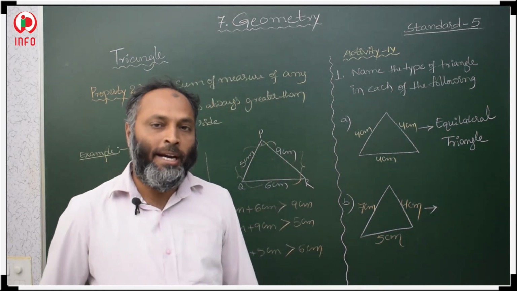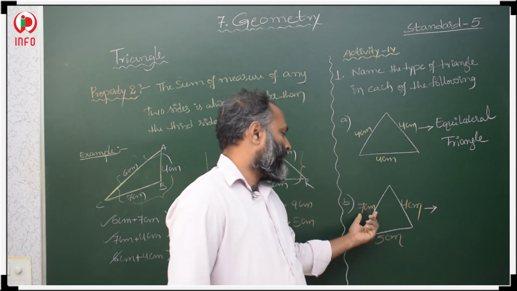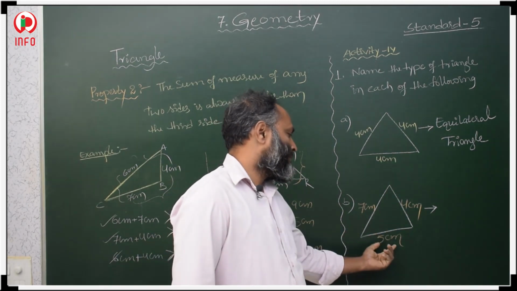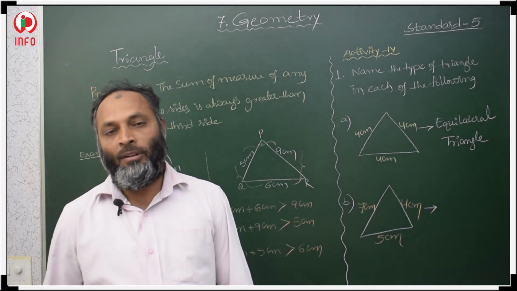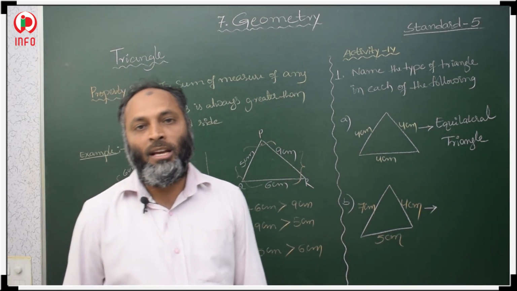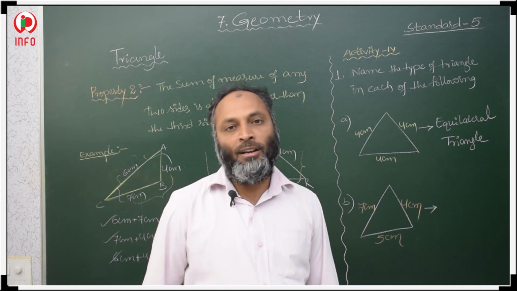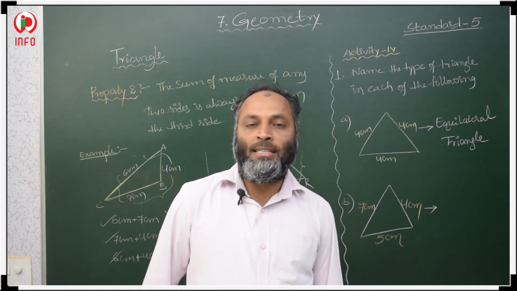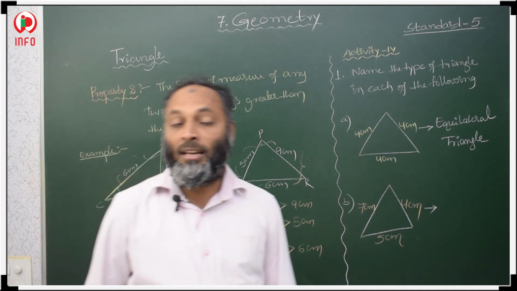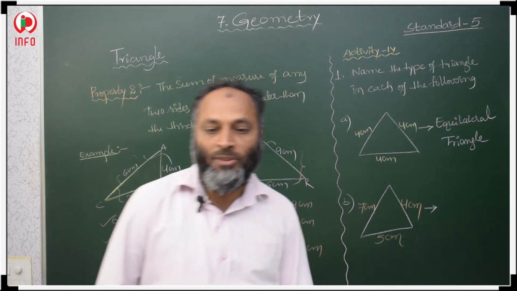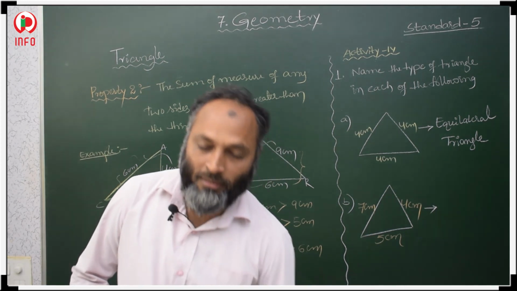Now, in the second question, one side is 7 centimeters, another is 5 centimeters, and another is 4 centimeters. All are different in length. They are not equal. If all three sides are different, then that triangle is called a scalene triangle. So that is our scalene triangle.